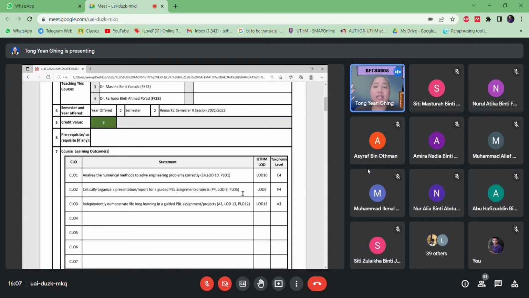Okay, let me try to search the Bloom. Wait, I find something for you and then I explain to you. Since today is the first class, so kita jangan serius sangat. Tapi saya nak mengajar lah. Wait, I find some.